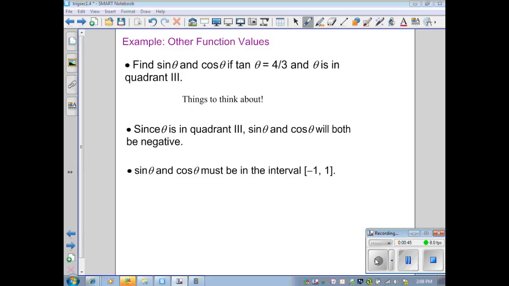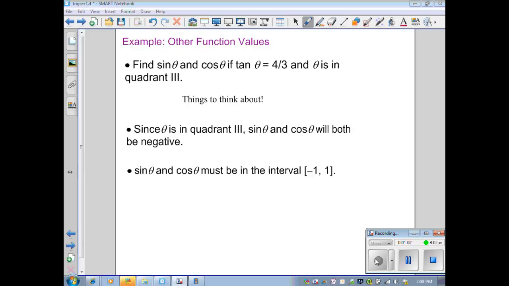Let's continue with an example based on these identities. The first example for function values. Number 1 says find sine theta and cosine theta if tangent theta equals 4/3. But your constraint is theta is in quadrant 3.